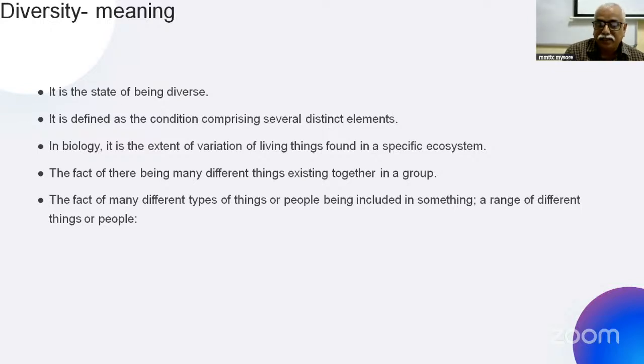Being different from others, being different from the group, being different from the normal patterns is what diverse means. Another definition says it is defined as a condition comprising several distinct elements. So diversity is not seen only from one factor or one dimension, one parameter. There may be several factors which you may consider as elements, and each of those elements contributes to the differentiations or the distinctions. So diversity has n number of elements in it. From a biological perspective, it can be seen as the extent of variation of living things found in a specific ecosystem.